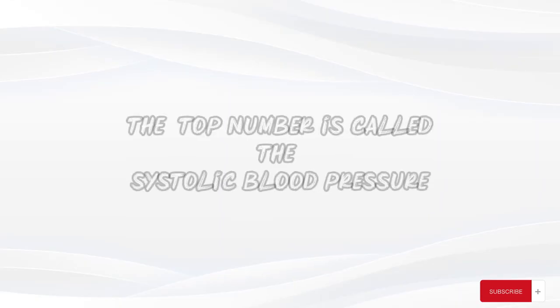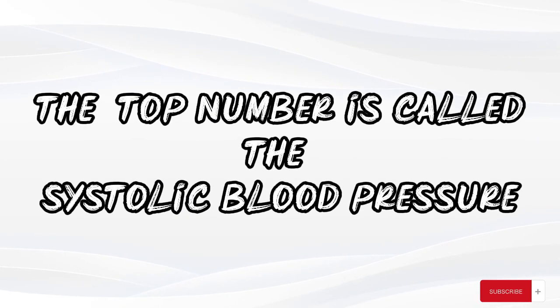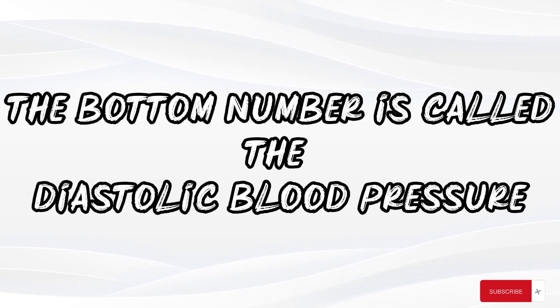Now, when you check your blood pressure reading, you have two readings. You have the top number and the bottom number. The top number is called the systolic blood pressure. The bottom number is called the diastolic blood pressure.